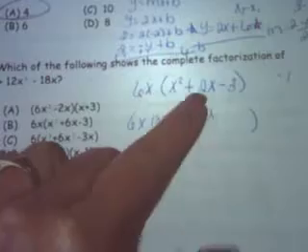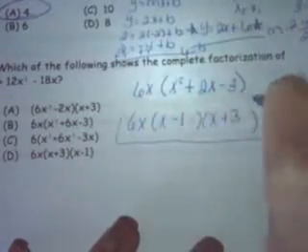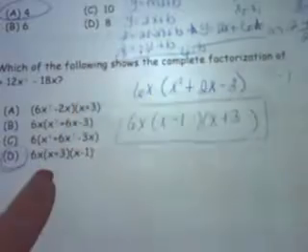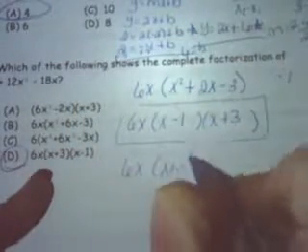-1 plus 3 does give me 2. So this becomes x minus 1 times x plus 3. There is your complete factorization, which leaves me with D. Yes, they wrote it in a little different order, but that's okay.